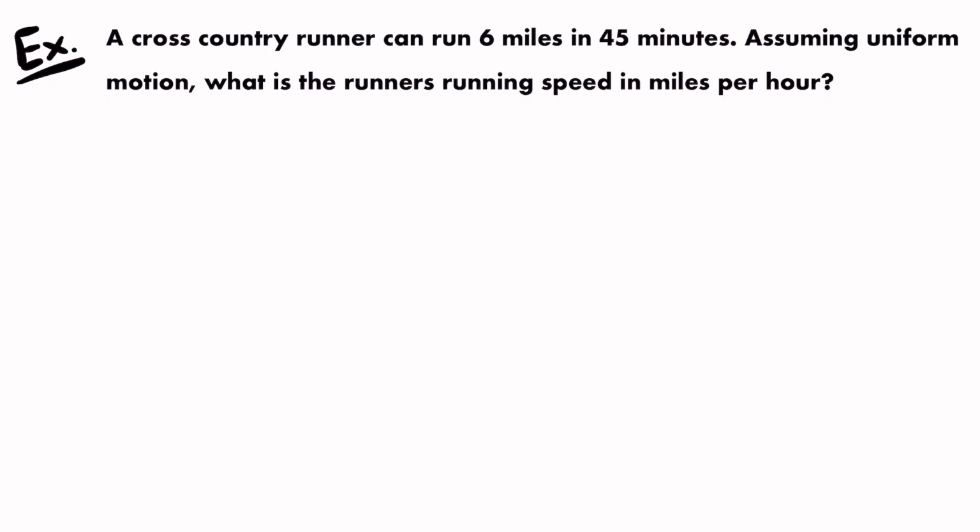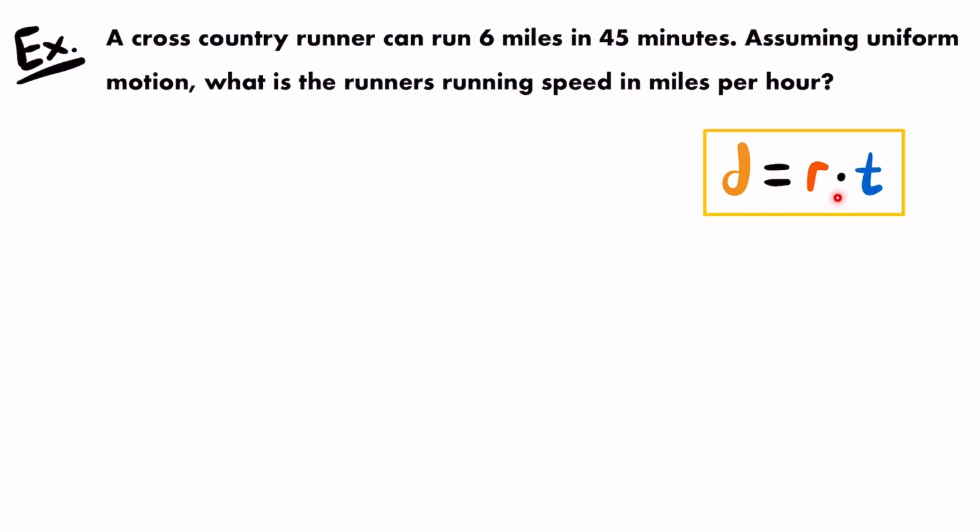And in order to find that, we need to make use of these other pieces of information. The fact that the runner is running 6 miles in 45 minutes. Okay, so to solve this problem, we need to make use of the uniform motion formula that we just looked at. We know that the distance traveled d is equal to the rate of travel times the amount of time spent traveling. And in this case, we do not know the rate r. Right? That's what we want to solve for. We do not know the running speed in miles per hour.